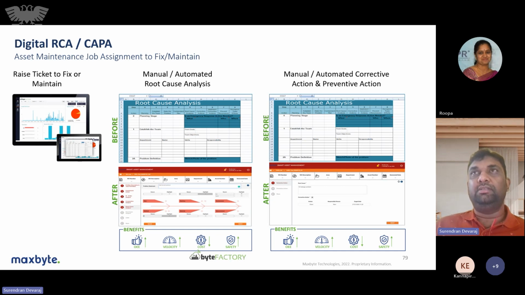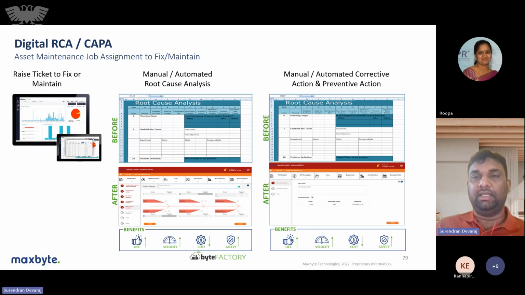For example, we have implemented a system for one of our customers, a consumer manufacturing customer, where they brought their 10 lakh assets from almost 20 factories into the system. So you can imagine the volume of data that we are dealing with. Each and every asset is brought in, and they are able to perform the analysis of each and every asset.